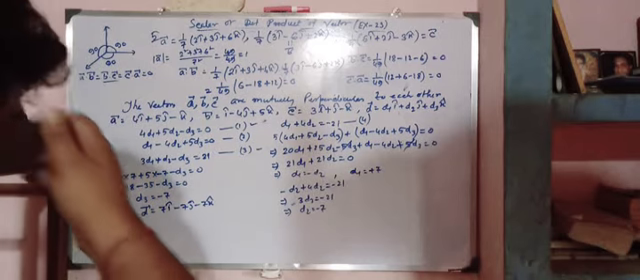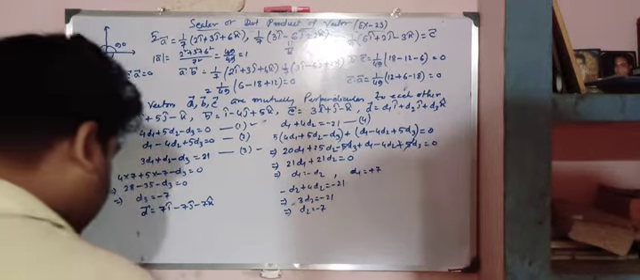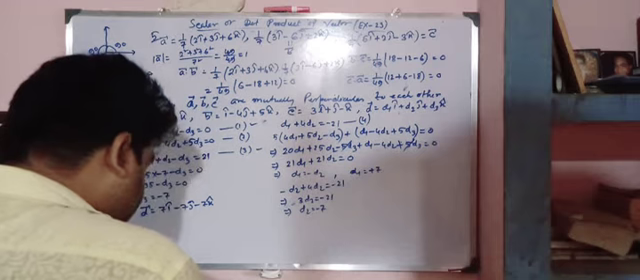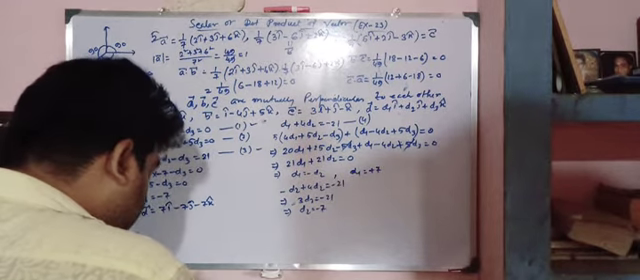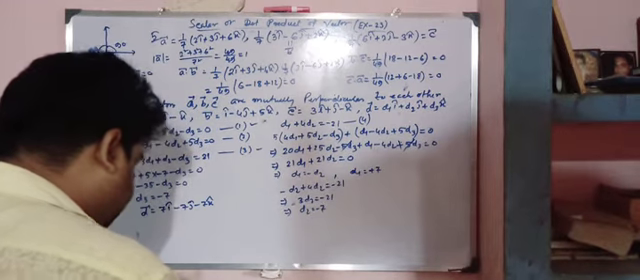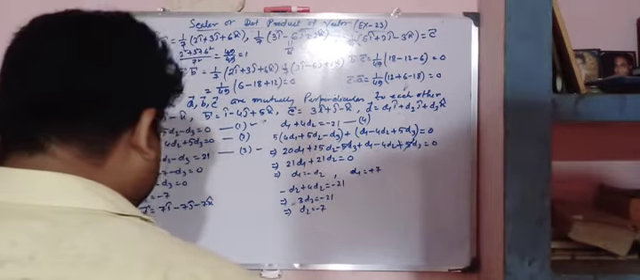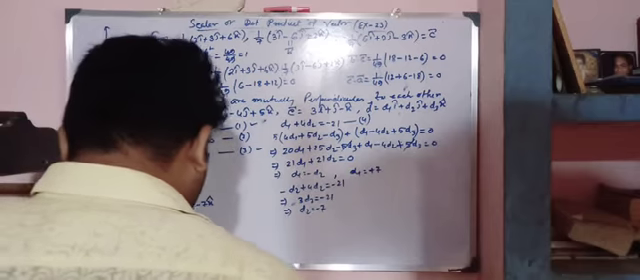Next, move to another question. The question is given here that A is given and B is given. So we have to find the projection of A on B and projection of B on A. Okay, so let's do this math.